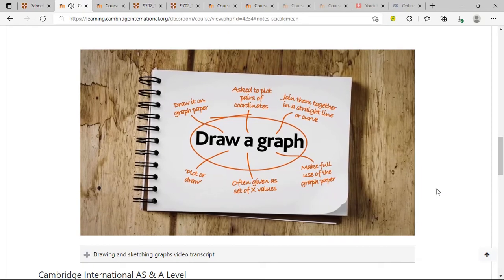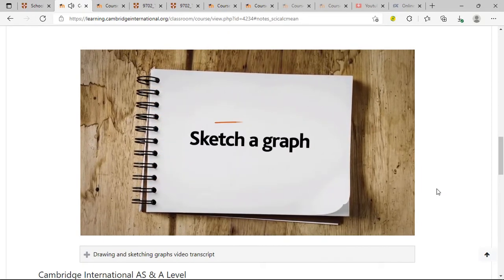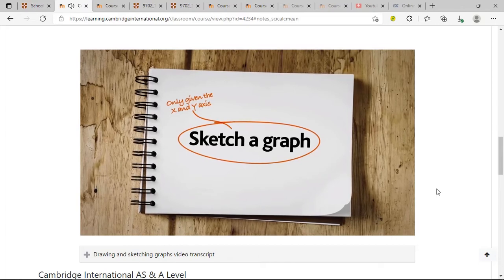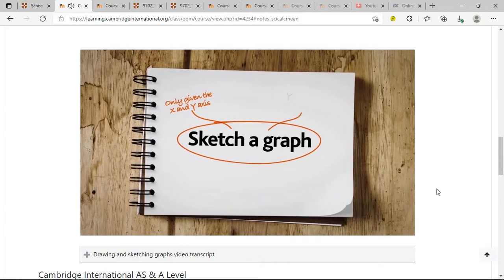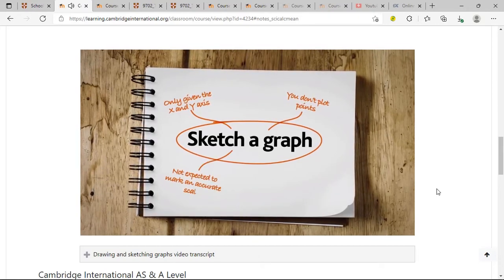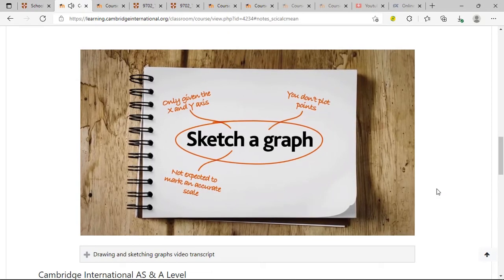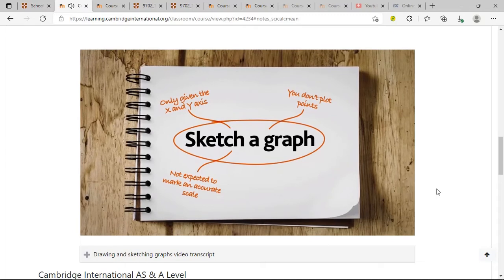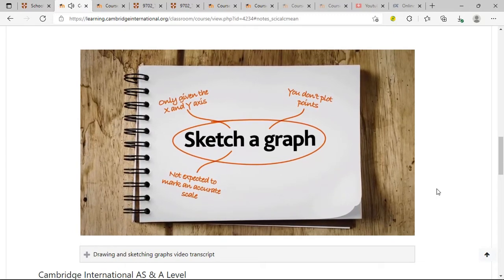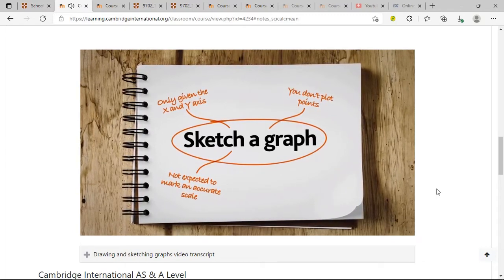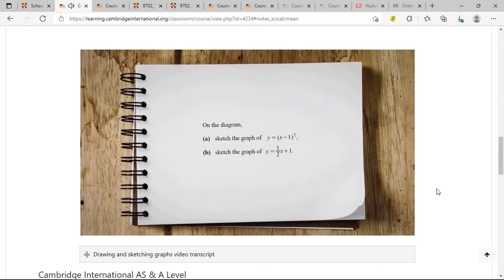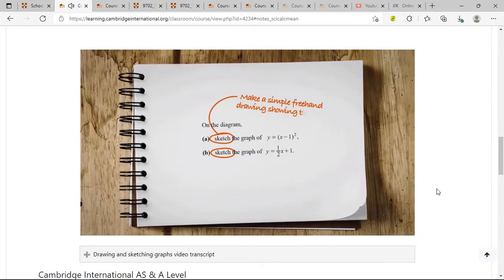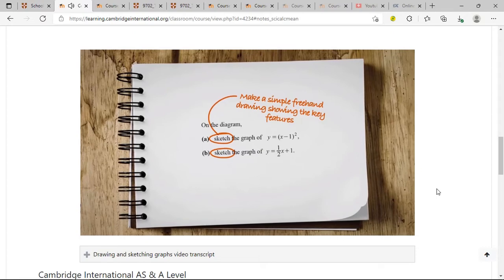When the instruction in the question is sketch a graph, then you're usually only given the x-axis and y-axis. You don't plot points and you're not expected to measure and mark an accurate scale. Occasionally a scale is marked on either the x-axis or y-axis or both, but this is not common. For a curve, the instruction sketch means make a simple freehand drawing showing the key features.